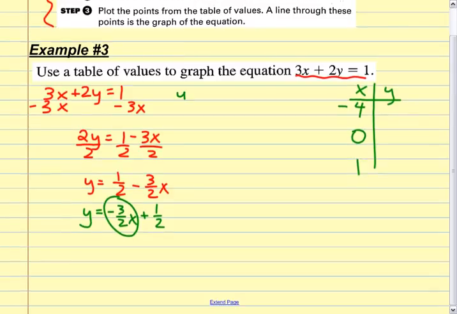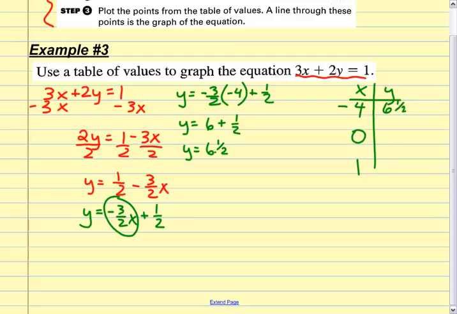Let's do y is equal to negative 3 over 2 times negative 4 plus a half. All right? I just plugged in negative 4 for x, and it's going to spit out what the y is. Y is equal to positive 12 over 2, or positive 6, plus a half, or y is equal to 6.5. So if x is negative 4, y is 6.5.